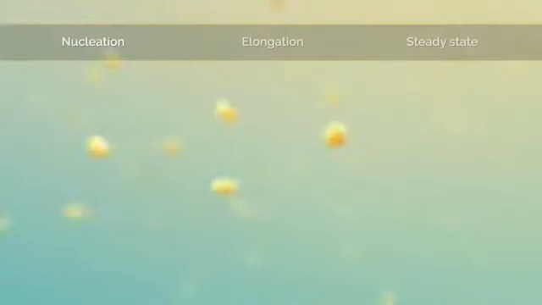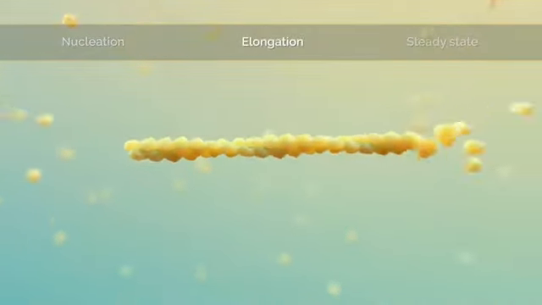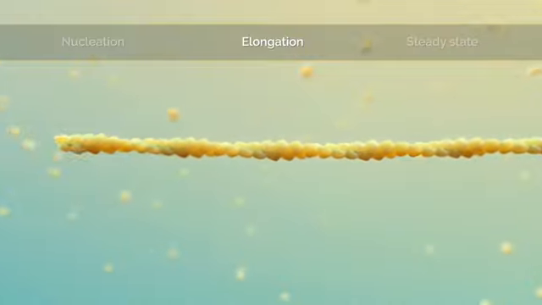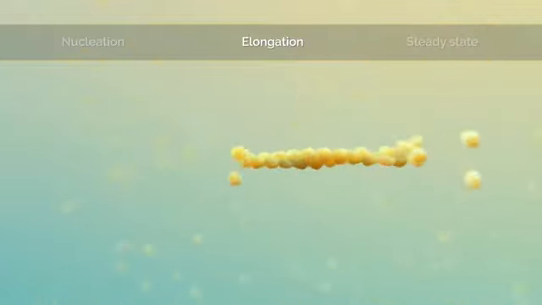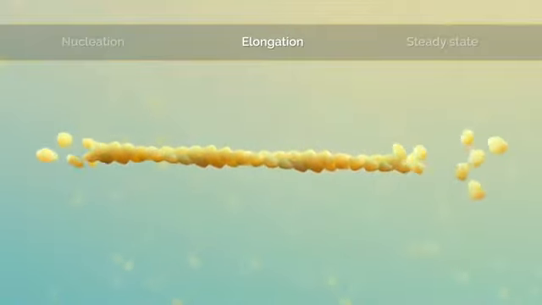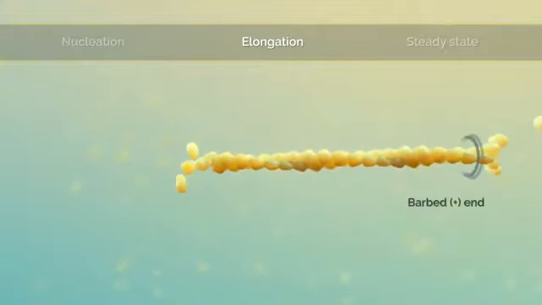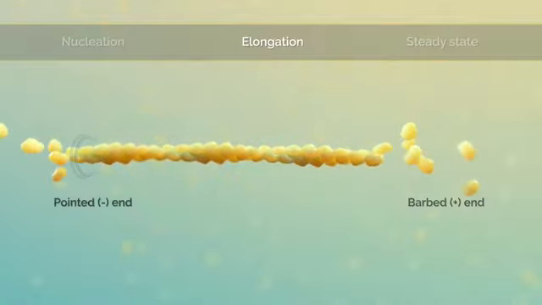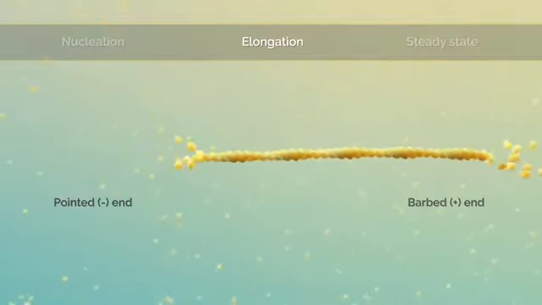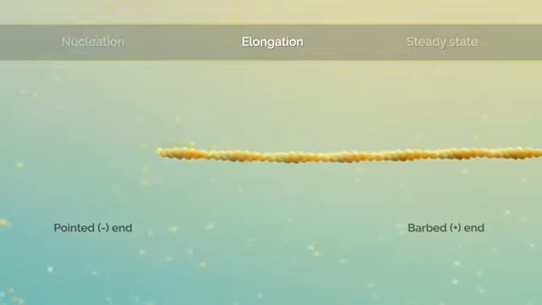Nucleation occurs as 3 ATP-bound G-actin monomers form trimers. Then rapid linear polymerization occurs in a process called elongation. G-actin can bind reversibly to either end of the growing filament, known as the barbed or plus end, and the pointed or minus end, but monomers preferentially bind to the barbed end.